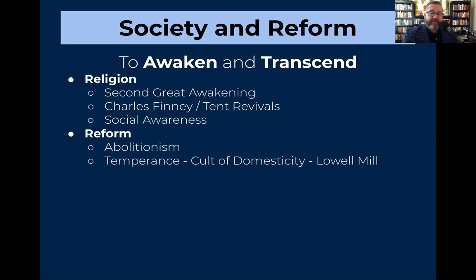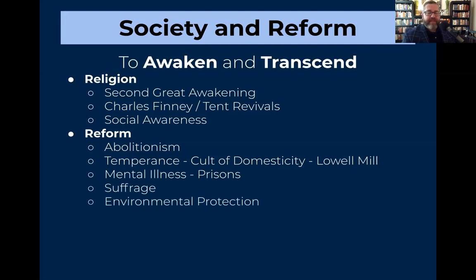Cult of domesticity, and particularly with the Lowell Mill. Dorothea Dix and mental illness is going to address those issues along with prisons. Are prisons really areas that are going to reform individuals, or are they just simply institutions that are going to incarcerate, making that situation more challenging for rehabilitation purposes? Women's suffrage is going to come to the forefront, particularly at the Seneca Falls Convention in '48 in upstate New York, saying that all men and women are created equal. And some early environmental protection efforts.